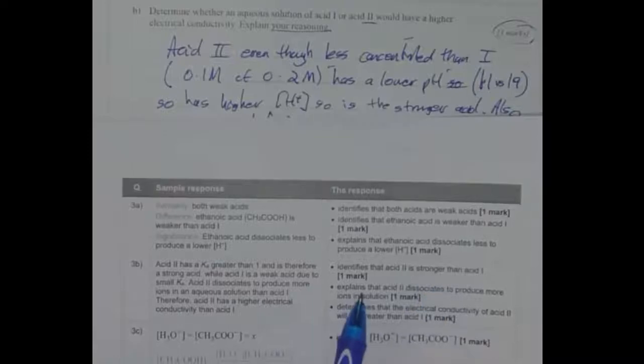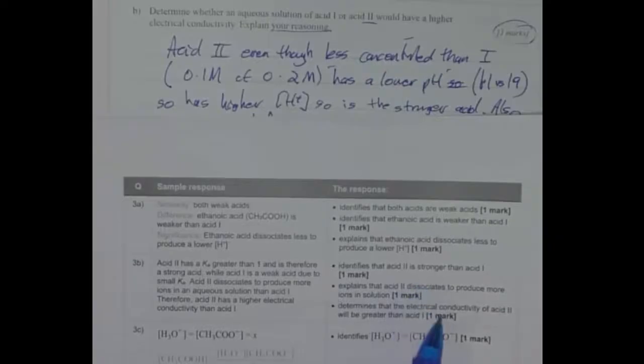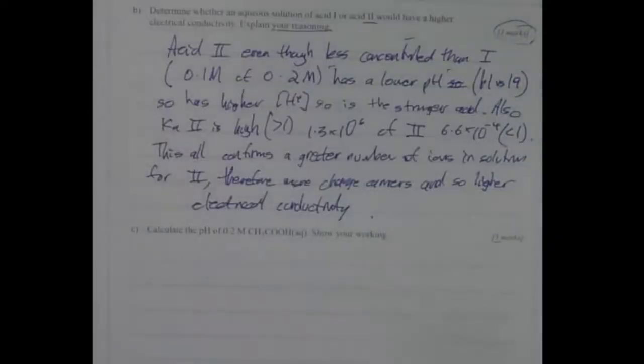Differentiates the acid 2 is stronger than 1. Explains 2 dissociates more hydrogen. Determines electrical conductivity of 2 will be greater than acid 1. What do we have? It's a stronger acid, higher conductivity, produces more ions. Yeah, well, it truly said that. Can't be bothered reading it.